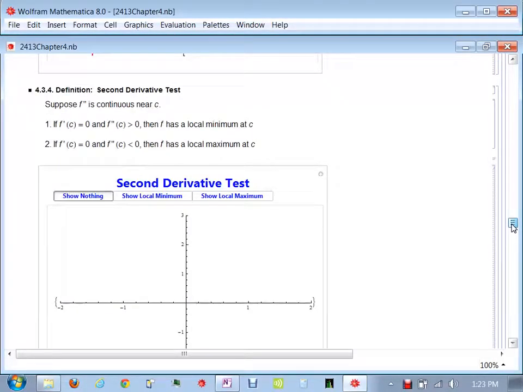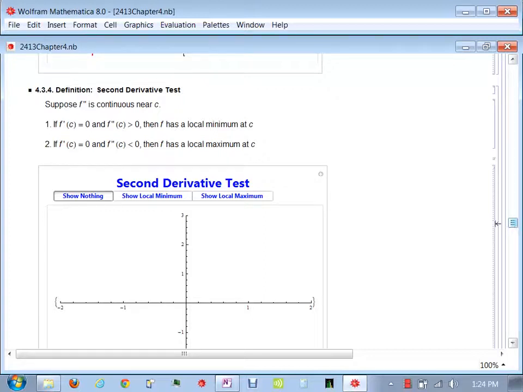All right, second derivative test. So what was the first derivative test? It said if you have a critical number, and then the first derivative switches from positive to negative, you have a what there? You have a local max, right? If the first derivative changes from negative to positive, you have a what? Local min. Second derivative test is a little bit different.